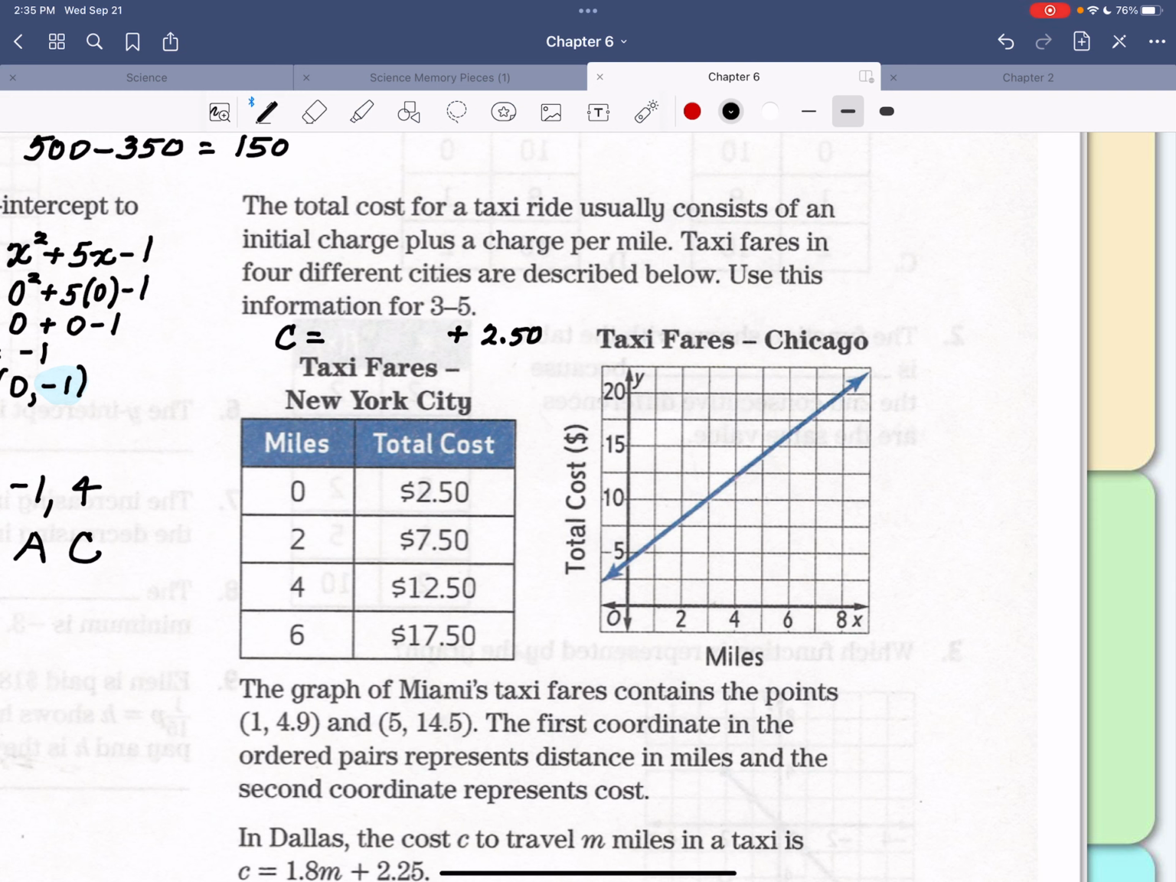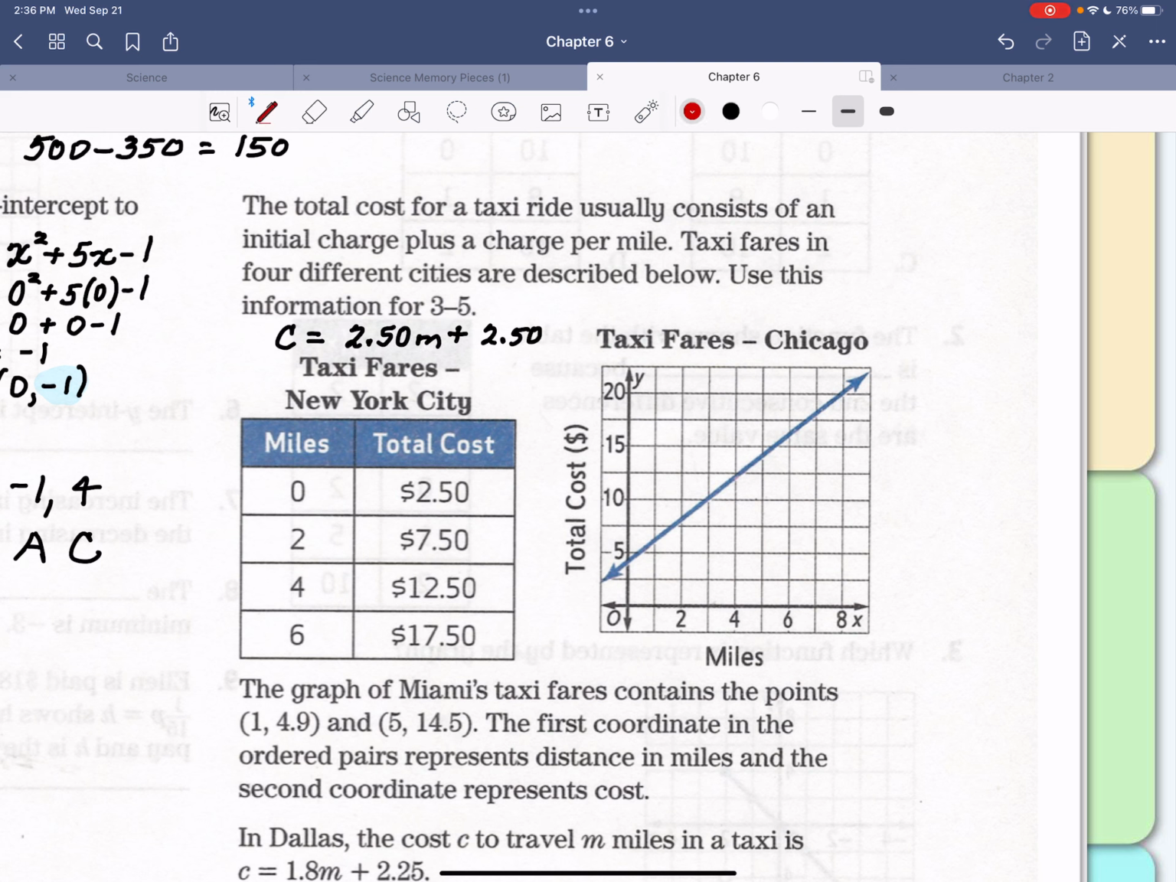To find the cost per mile, I first need to do $7.50 minus $2.50. We need to take out that initial fee, and that's going to be $5. So it's $5 for 2 miles. Let's divide 5 by 2. That's $2.50 per mile.